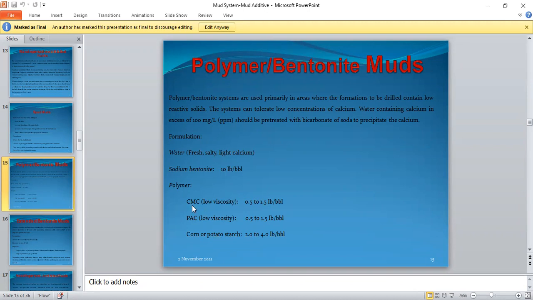We have CMC, carboxymethyl cellulose. We have PAC, polyanionic cellulose. Low viscosity, these are low viscosity chemicals. When we talk about polymers, we are talking about starchy materials. They look starchy. The third one is corn or potato starch.